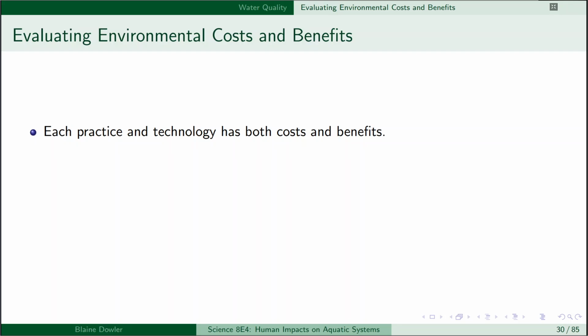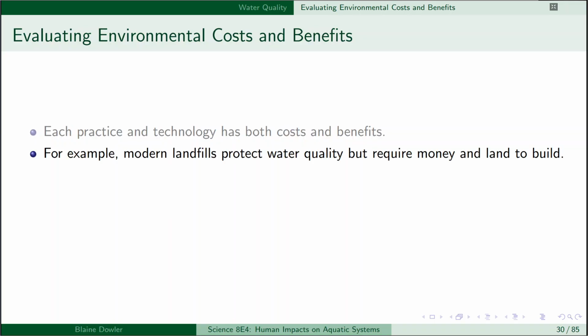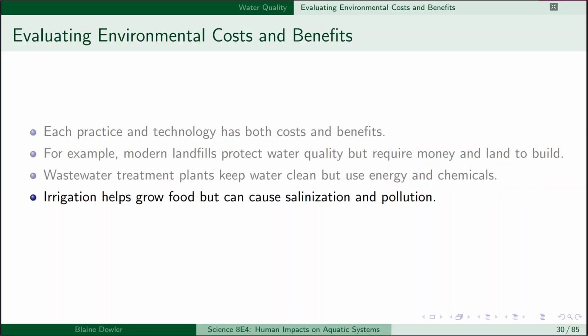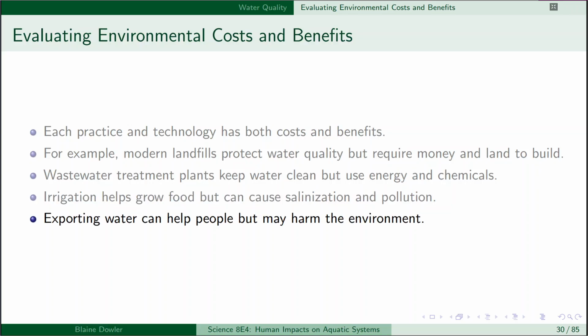Each practice and technology has both costs and benefits. For example, modern landfills protect water quality but require money and land to build. Wastewater treatment plants keep water clean but use energy and chemicals. Irrigation helps grow food but can cause salinization and pollution. Exporting water can help people but may harm the environment.